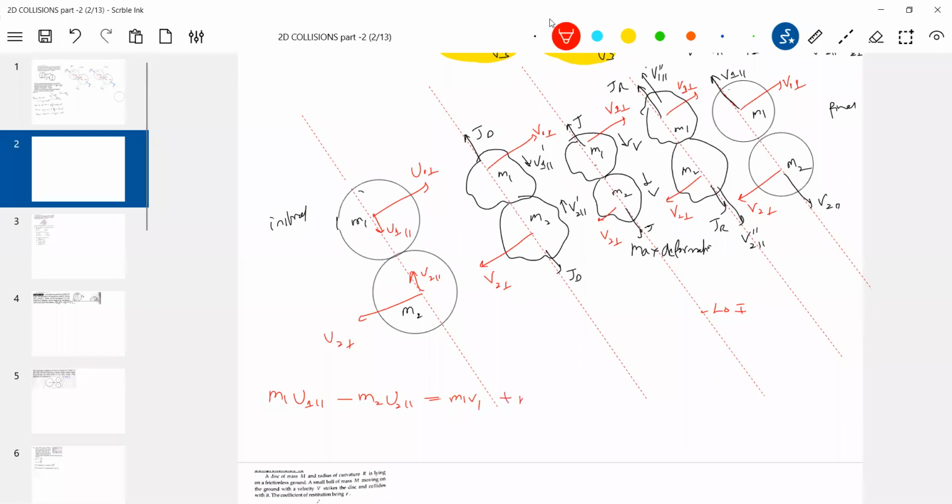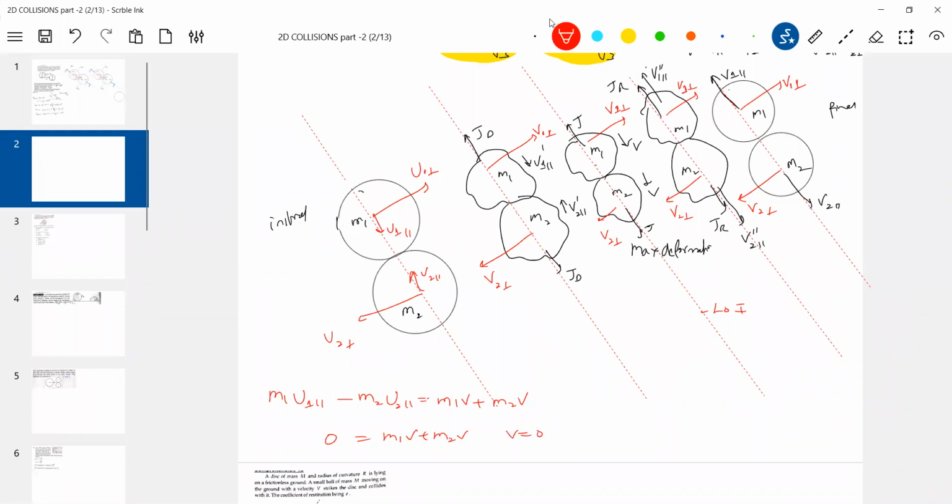M1V. This shall I put minus M1V, M1V. Look at M1 U1 parallel minus M2 U2 parallel. This quantity will become zero, no? LHS.